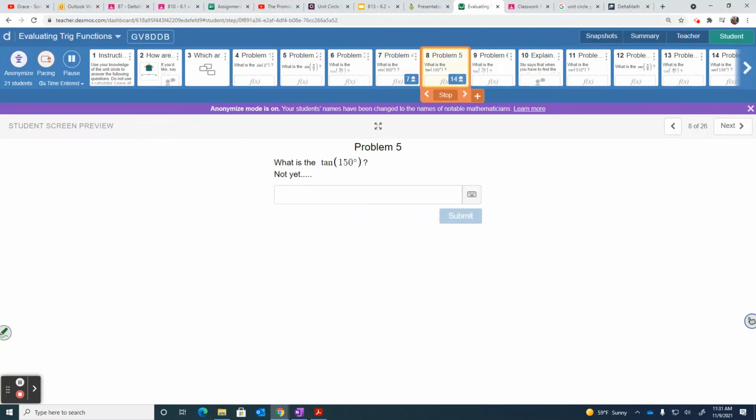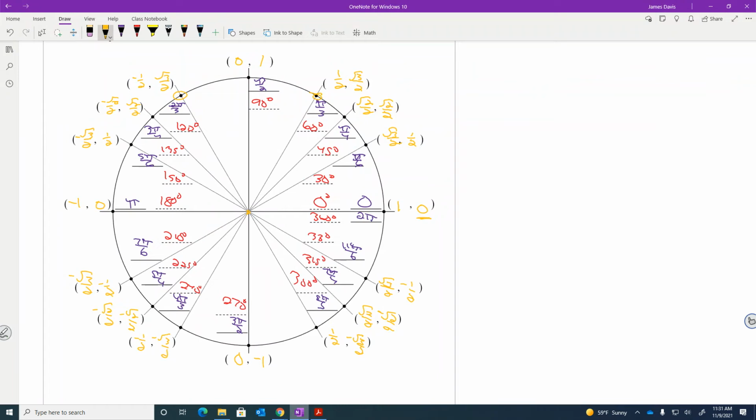All right, let's get a little crazy here. The tangent of 150 degrees. So take a second to see if you could figure that out. The tangent of 150. Chances are you'll probably get a little confused on this. Let's see what you can come up with though. So hopefully you're able to find 150.